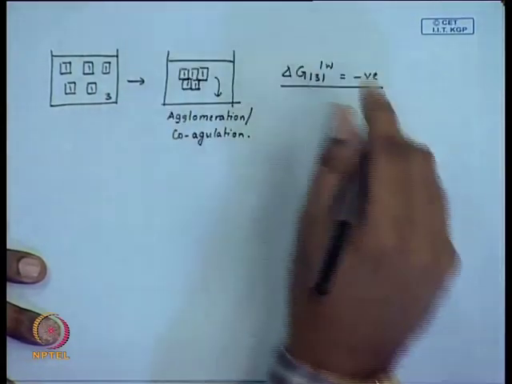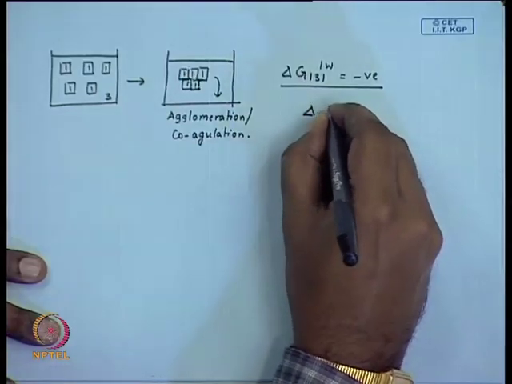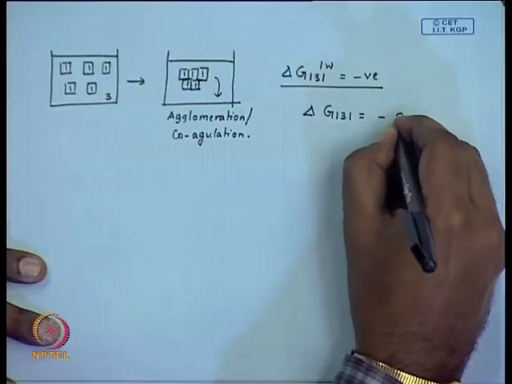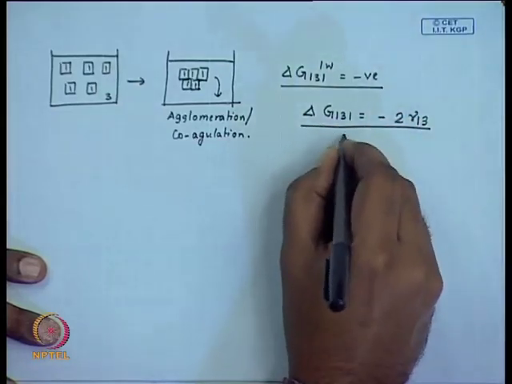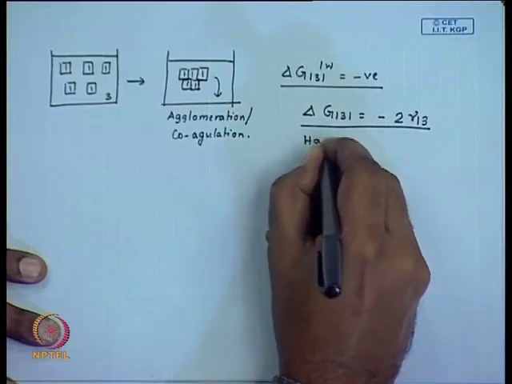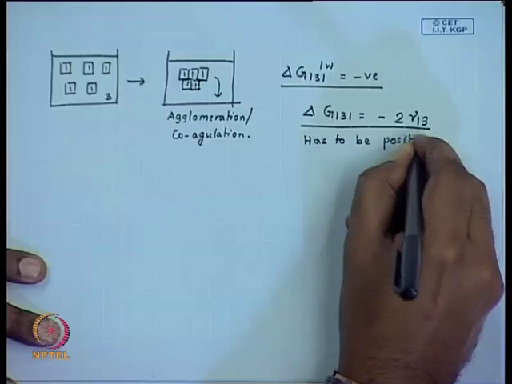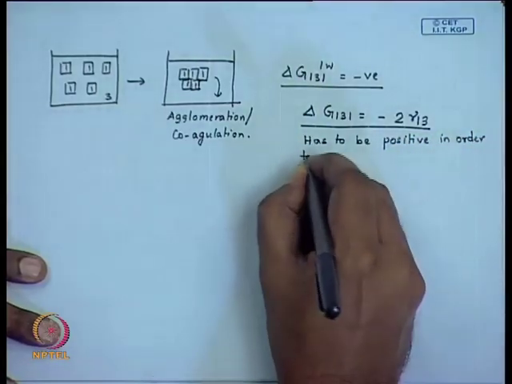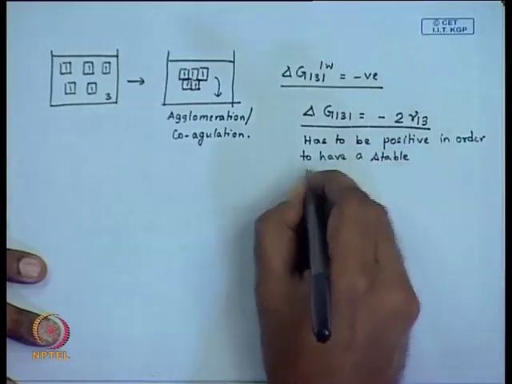In order to have a stable dispersion, your attachment should not be favored, or in other words, the expression delta G 131 is twice gamma 13, the delta G 131 has to be positive in order to have a stable dispersion.